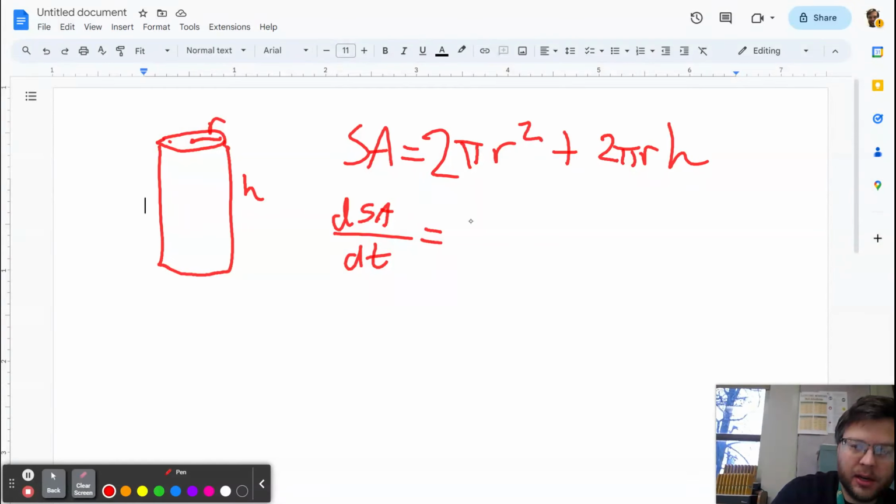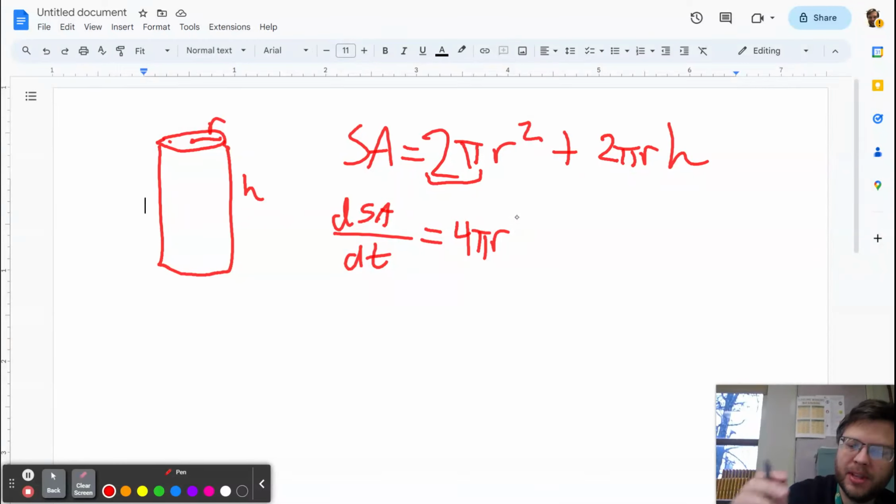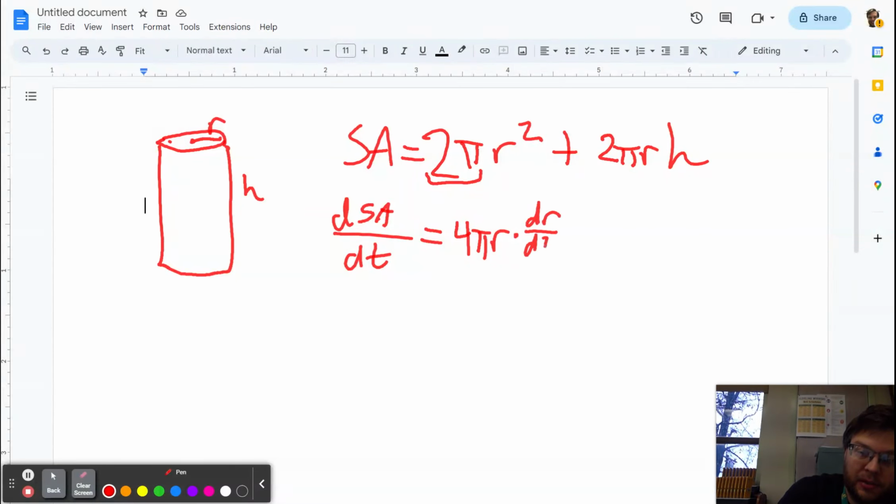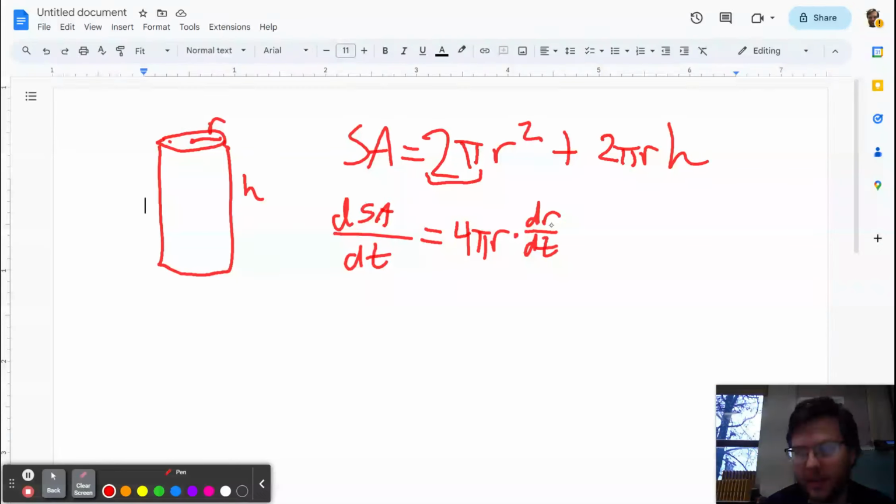And then here, I'm going to use the power rule. 2 pi is just a constant, so I can use the power rule, multiply it by 2, 4 pi r. But then remember that the letter r is not just a variable by itself, it is actually secretly a function of time. So I just did a function inside of a function. When I'm doing a derivative of a function inside of a function, I use the chain rule. So the chain rule says you multiply by the derivative of the inside function. The derivative of the inside function is dr/dt.